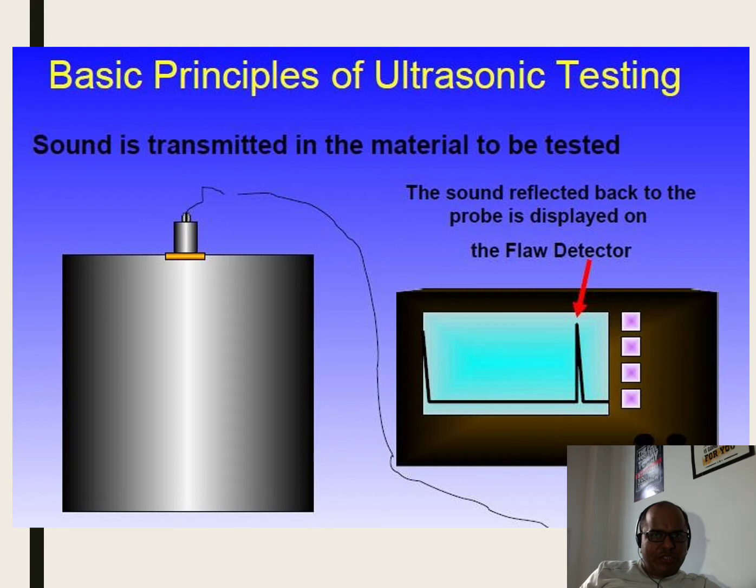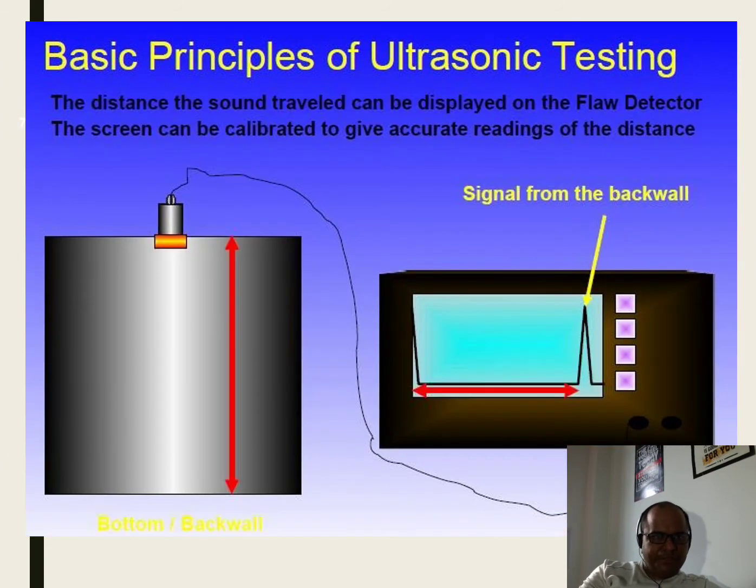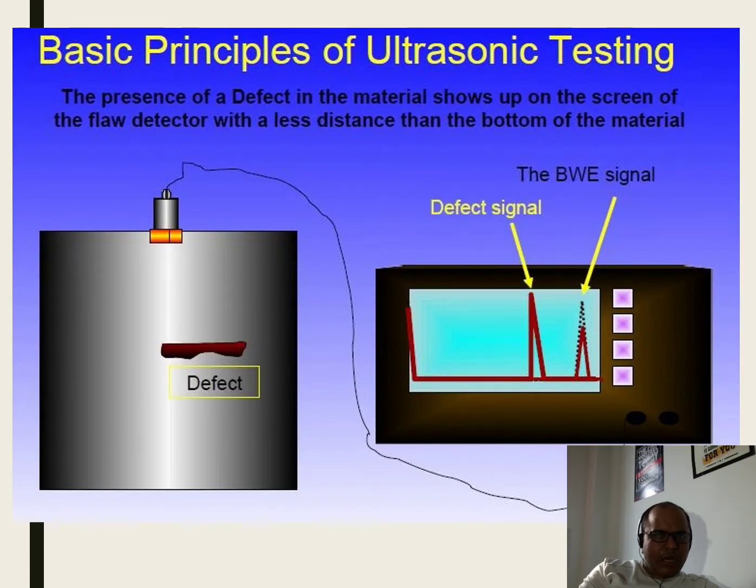Basic principle of ultrasonic testing: sound is transmitted into the material to be tested. The sound reflected back to the probe is displayed on the flaw detector, as you see in the pictures. The distance the sound travels can be displayed on the flaw detector. The screen can be calibrated to give an accurate reading of the distance to the signal from the back wall, which is shown on the screen. The presence of a defect in the material shows up on the flaw detector screen at a shorter distance than the bottom of the material, which is then displayed on the screen.